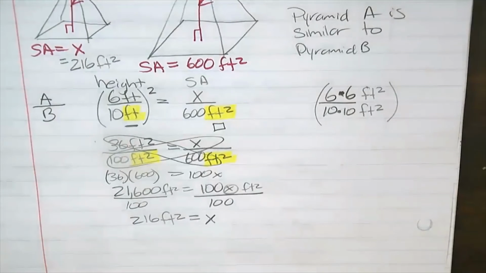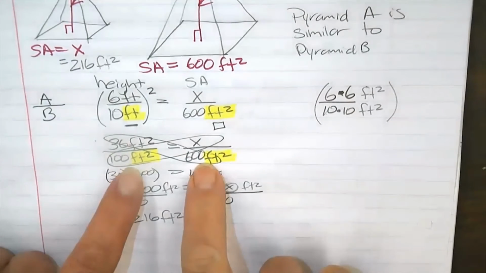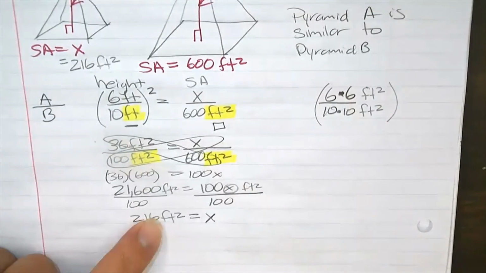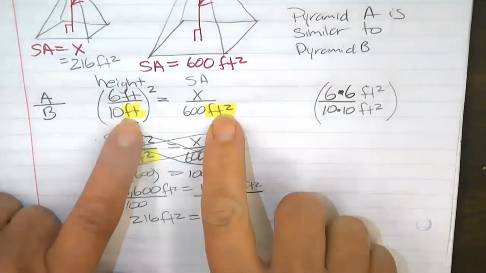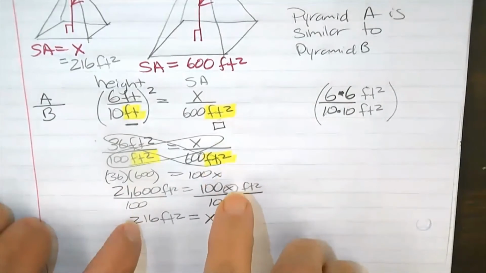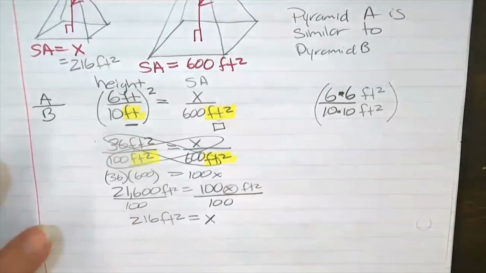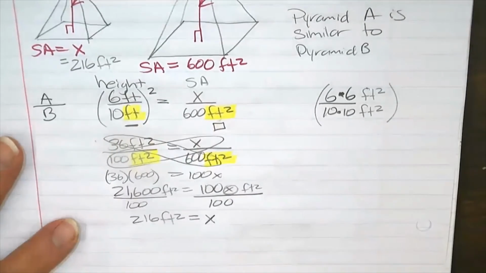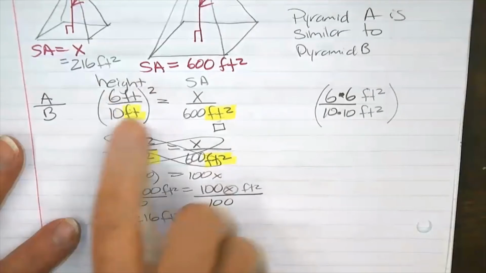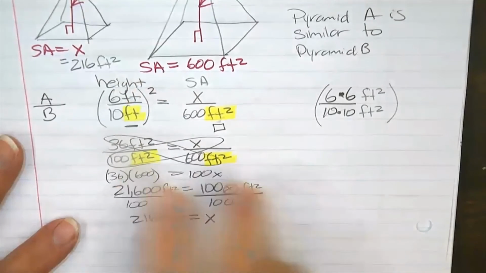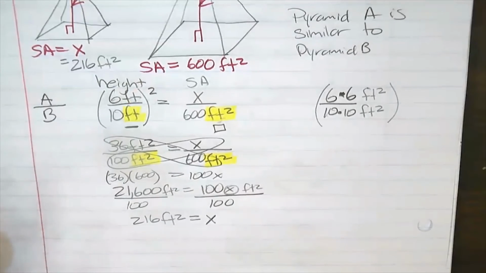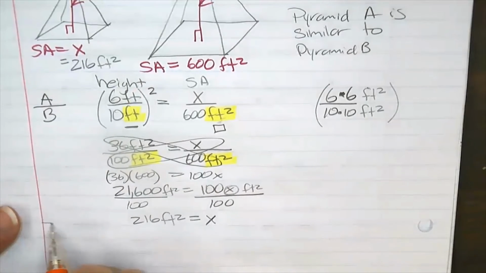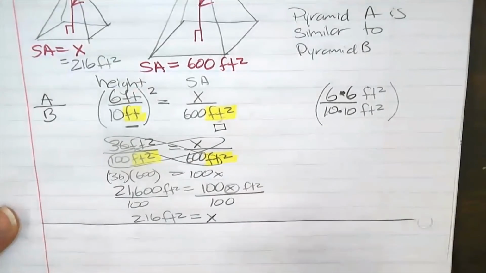So we're still using the idea of equivalent fractions to find a missing measurement, but before we do that, we have to make sure that we have like units, okay? So I had feet and I had feet squared. I had to square this term right here so that I had like units. Okay, let's do one more.